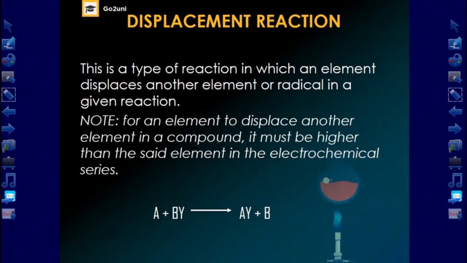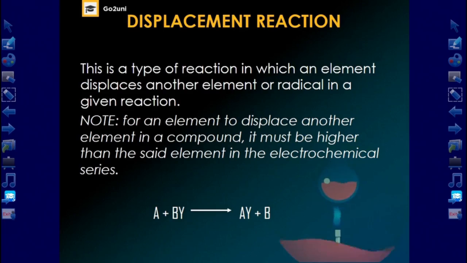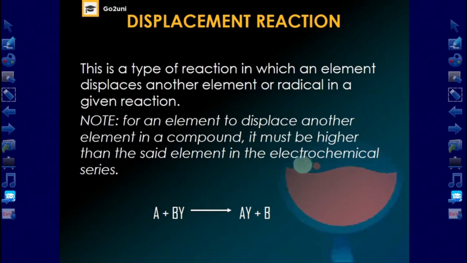Looking at the equation representing displacement reaction, from its name, displacement, A reacts with BY to give the product AY plus B. That simple equation simply tells us that A has displaced B. A is able to displace B probably because it is more reactive than B, or has more affinity for Y than B. So a displacement reaction is a kind of reaction in which an element displaces another element or radical in a given reaction.